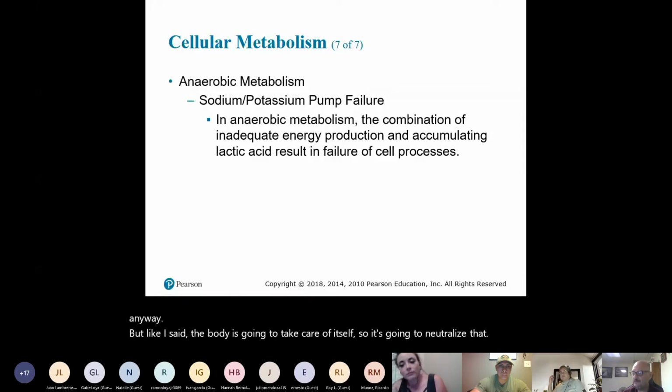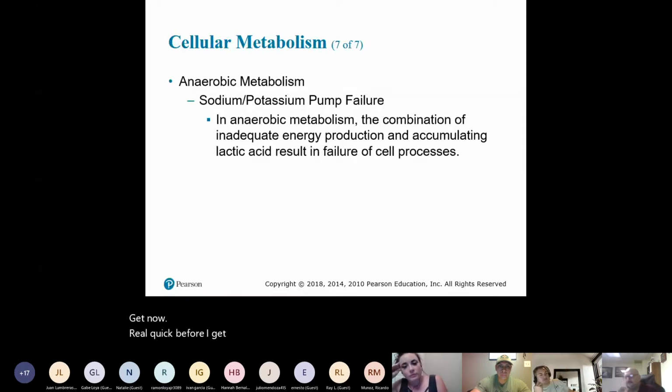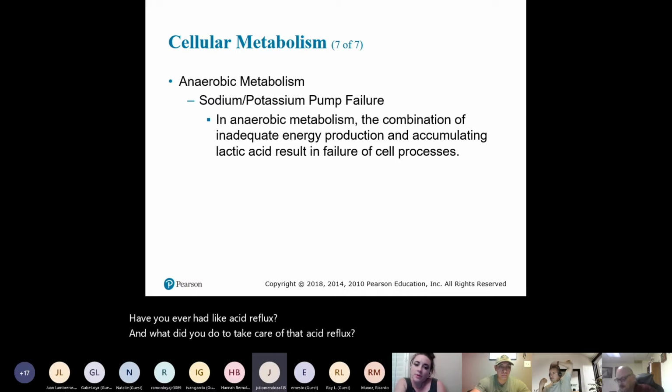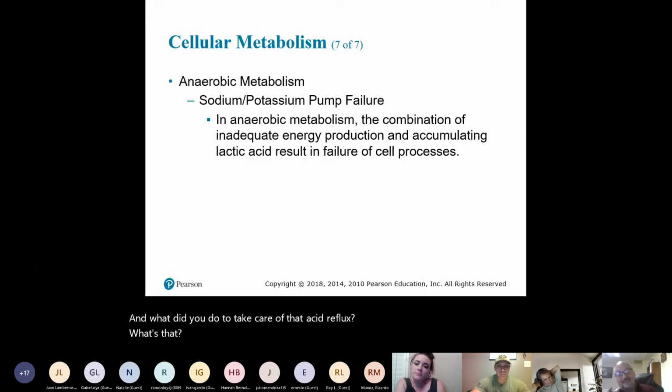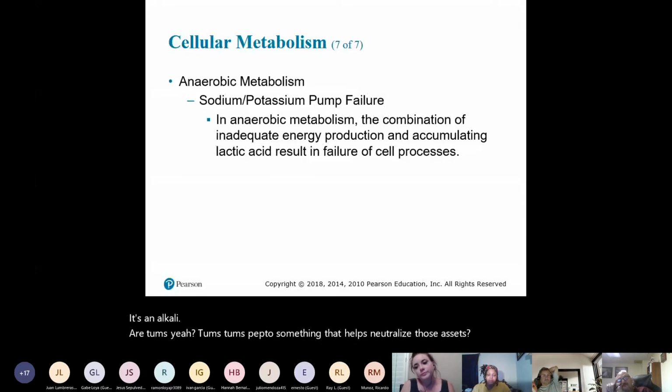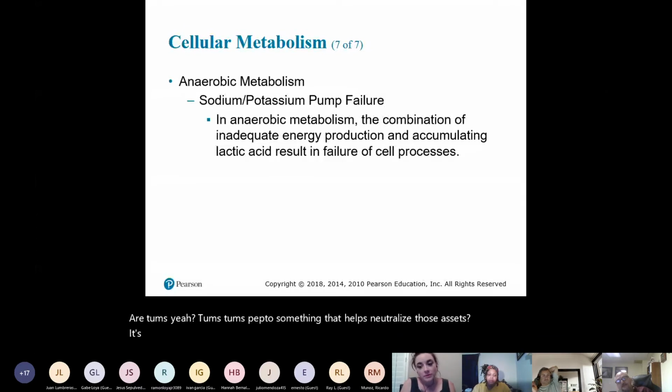Okay. Now, real quick before I get to this next one, have you ever had acid reflux? Yes. And what did you do to take care of that acid reflux? An antacid. You took an antacid. It's an alkali. Tums, Pepto, something that helps neutralize those acids. So it's really the hydrogen ions that it's trying to neutralize, get back into a normal pH.